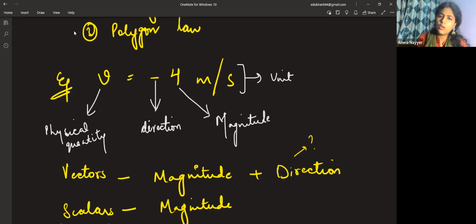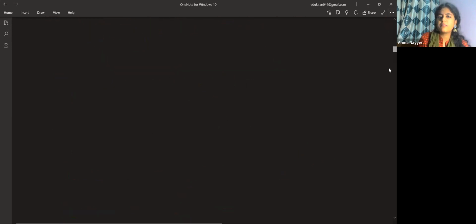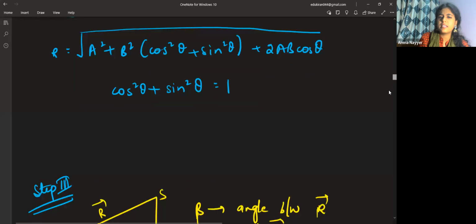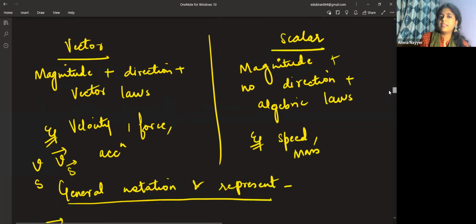Okay, class. So I think all of you have written, no, by now. Some other introductory points are also left. In between, you have this parallelogram law that I'll discuss later on, because let us come to the basics first.